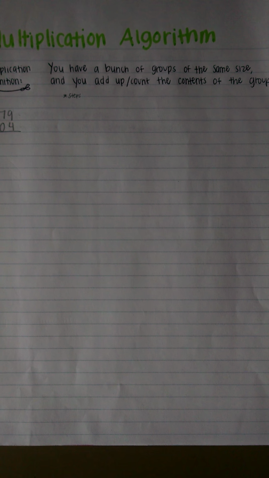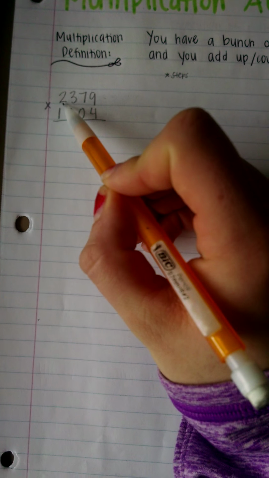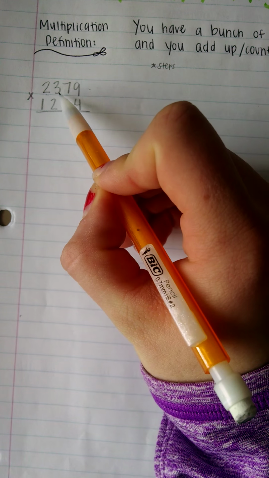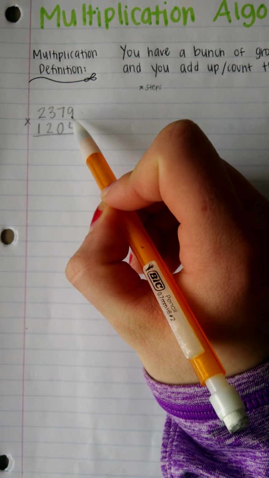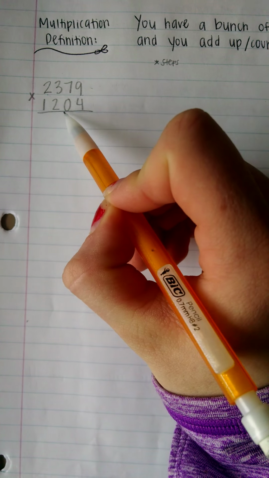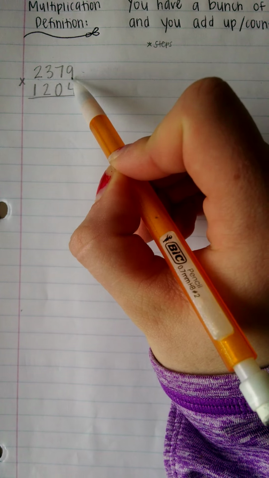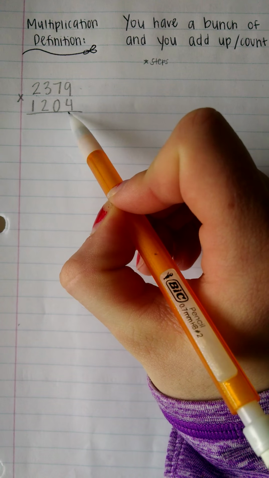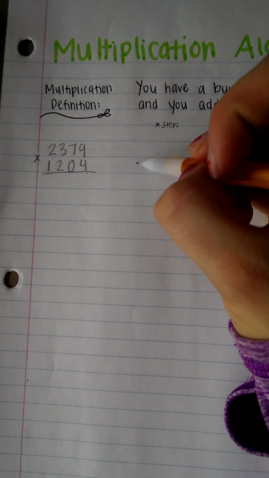2,379 times 1,204. So let's look at the definition. You have a bunch of groups of the same size, and you add them up and count the content of the groups. So we have one group of 2,379, and you have a bunch of them. Now, the amount of groups of this number is 1,204. So let's write this out.